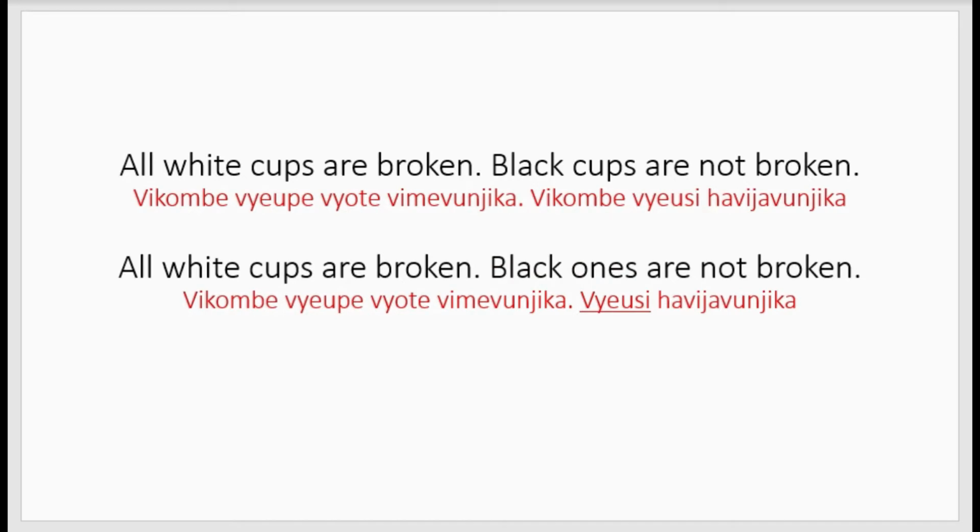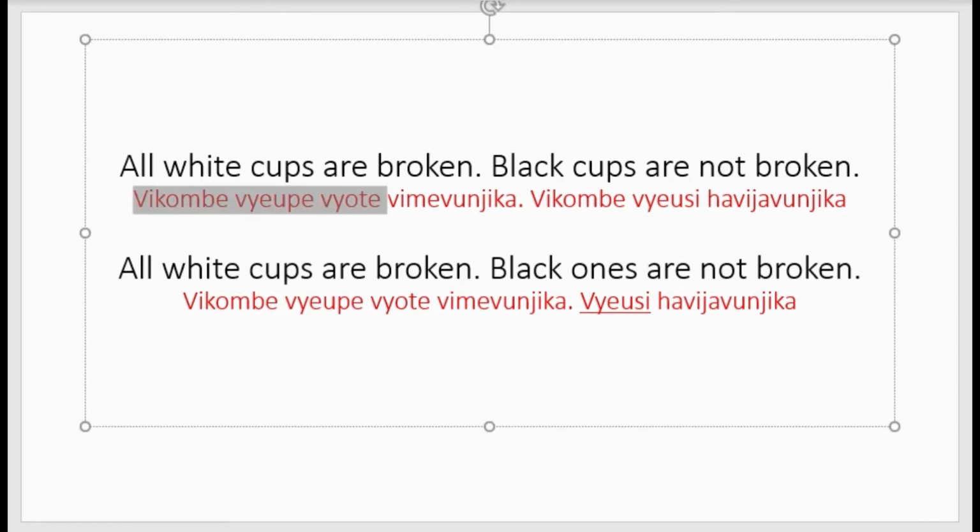Now in Swahili, all white cups are broken. We say vikombe vyeupe vyote vimevunjika. Black cups are not broken. We say vikombe vyeusi havijavunjika. Okay, so vikombe, cups. Vyeusi means black.